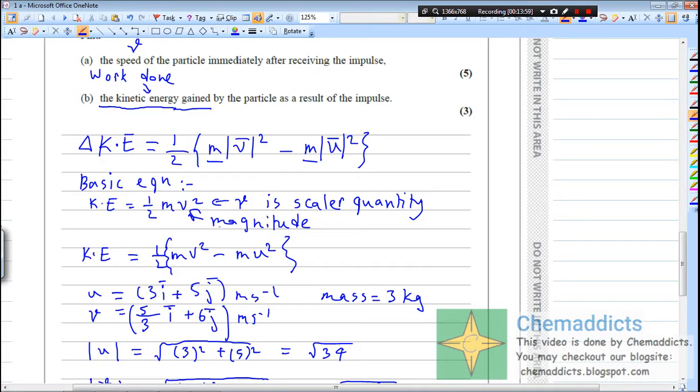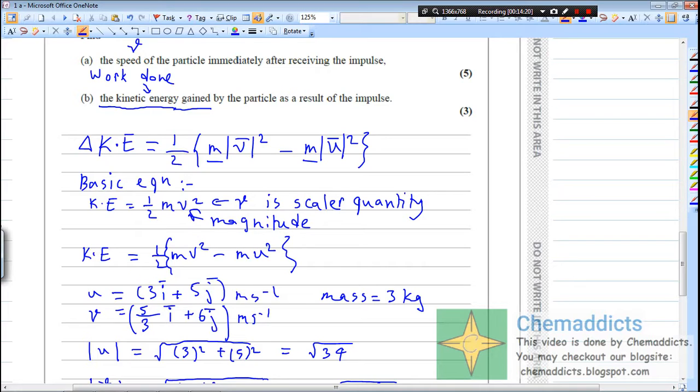Okay, so half mv square. Since velocity is a vector, here this should be the scalar quantity, so we are finding the magnitude of the velocities. Since they are in vector form, we need to find the scalar quantities. For that we need to find the magnitude, as simple as that.